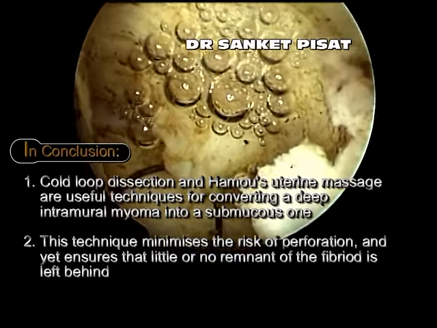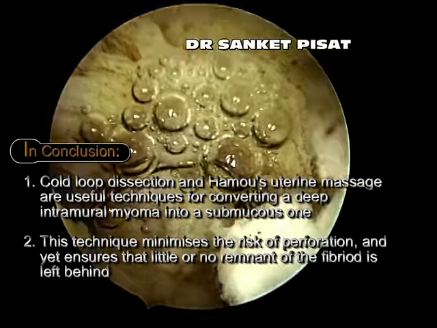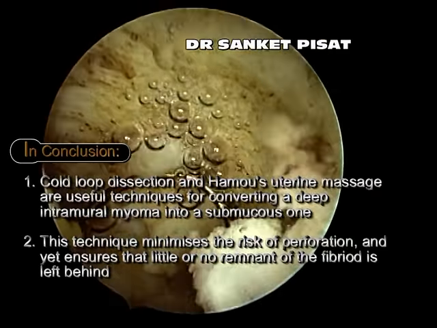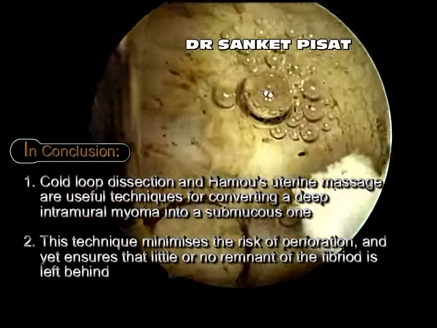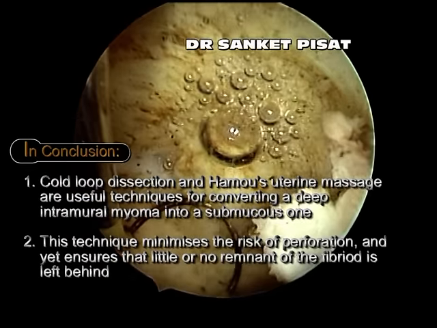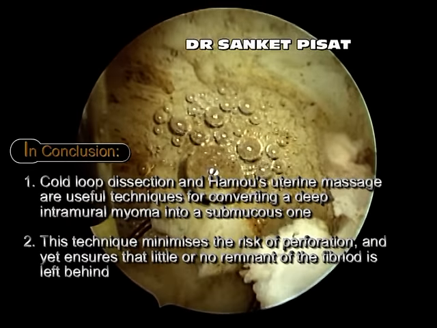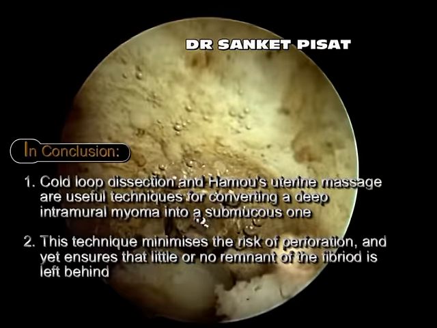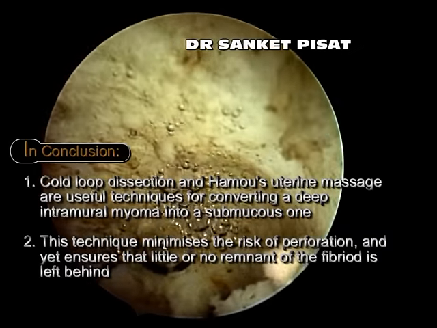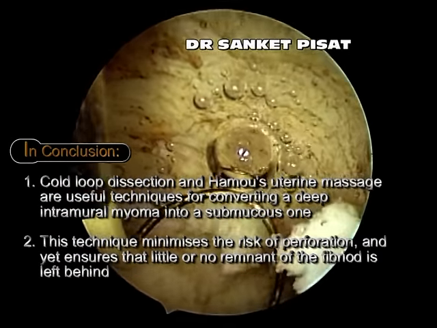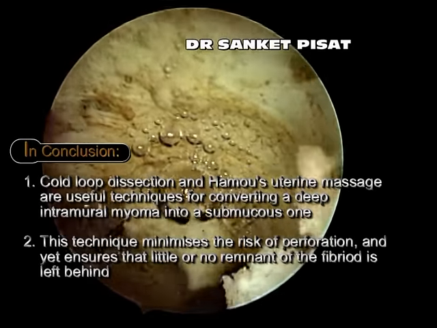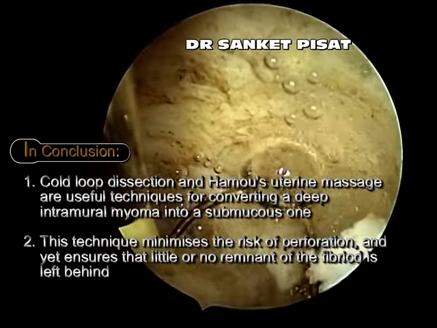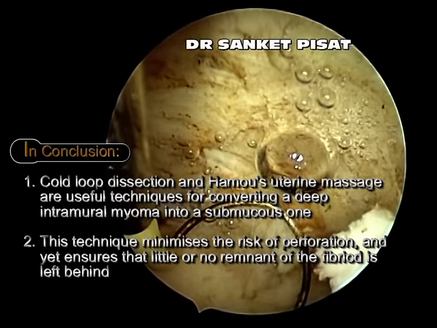In conclusion, cold loop dissection and Hamu's uterine massage are useful techniques for converting a deep intramural myoma into a submucous one. This technique minimizes the risk of perforation and yet ensures that little or no remnant of the fibroid is left behind. Using a combination of these techniques, the surgeon can convert a deep intramural myoma into a submucous myoma, thereby making resection easier, safer, and quicker.